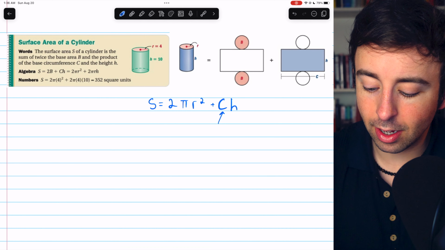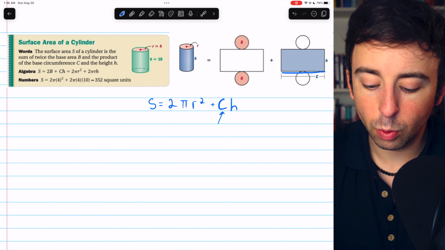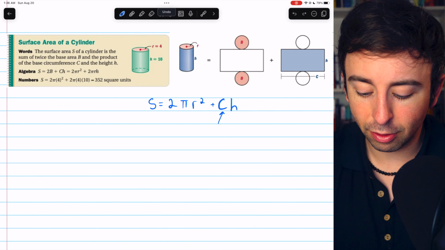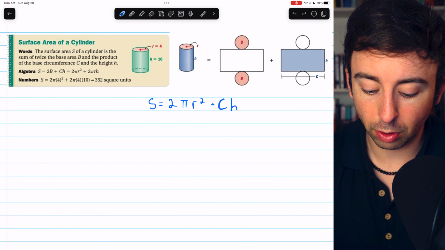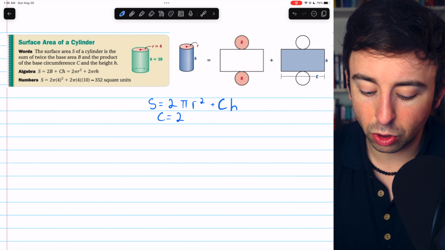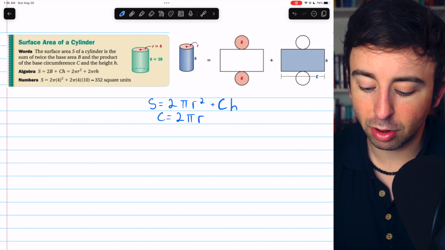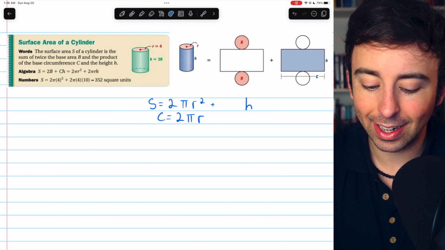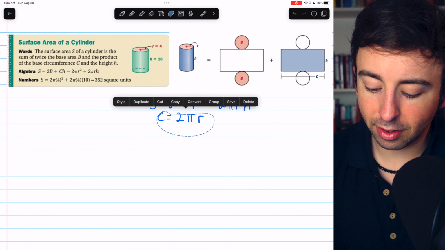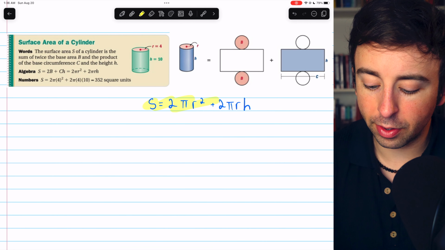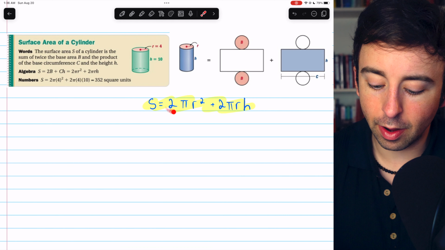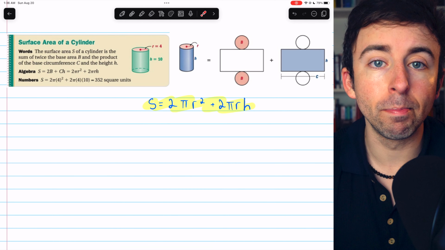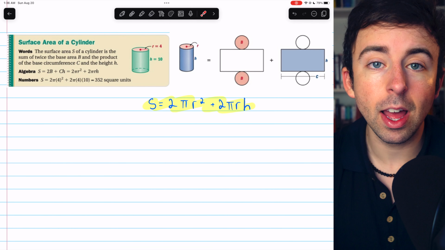Now this C, the base length of the rectangle, which happens to be the circumference of the circle, we can calculate this because you probably remember that circumference is equal to 2 times pi times the radius of the circle. So we'll go ahead and replace C with that, 2 pi r. And thus, we have our formula for the surface area of a cylinder, the area of the top and bottom circle added together with the area of that main body, which is a rectangle, if we unroll it.